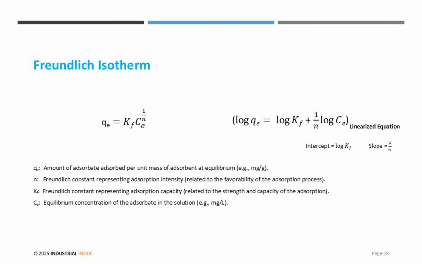The Freundlich isotherm can also be expressed in linear form. In this equation, Qe is the amount adsorbed per unit mass at equilibrium. Kf indicates adsorption capacity. n shows adsorption intensity. Lower values mean stronger adsorption at low concentrations. Ce is the equilibrium concentration of the adsorbate.